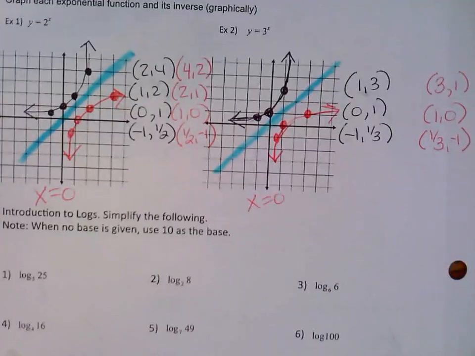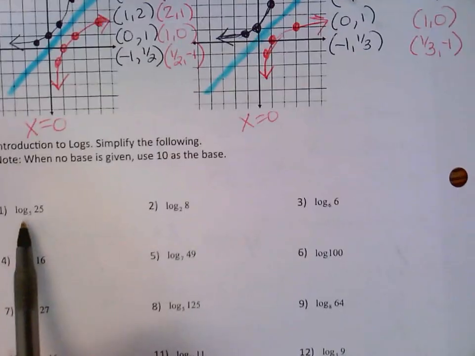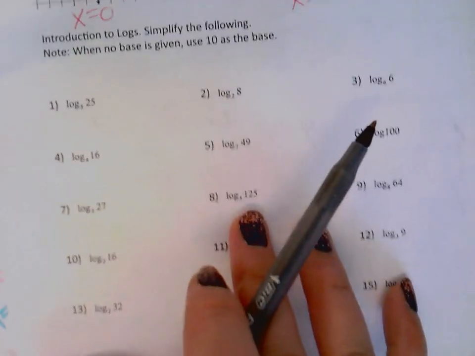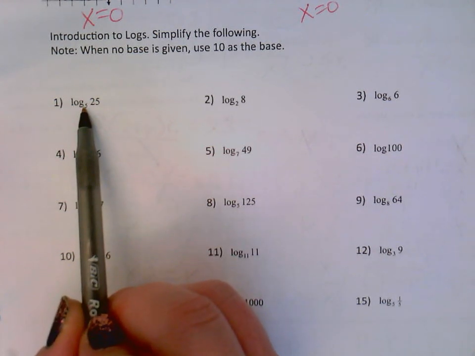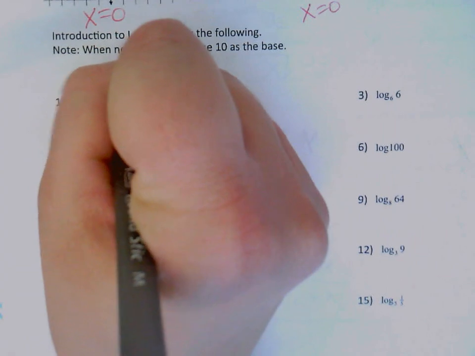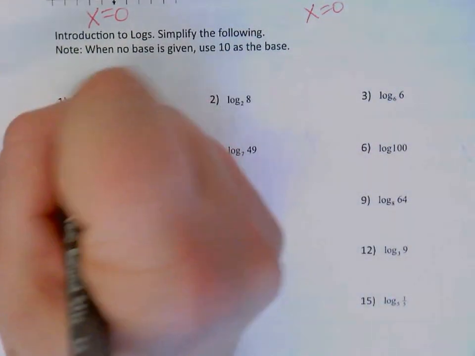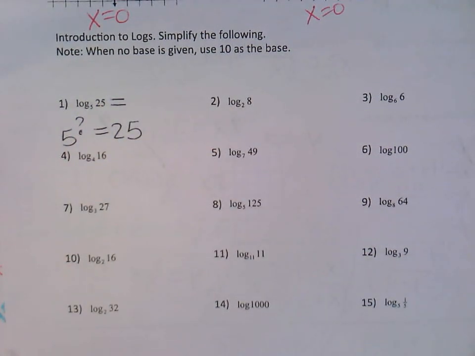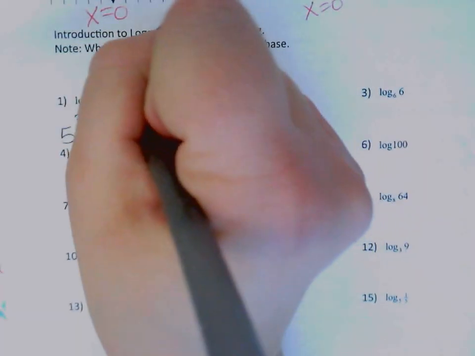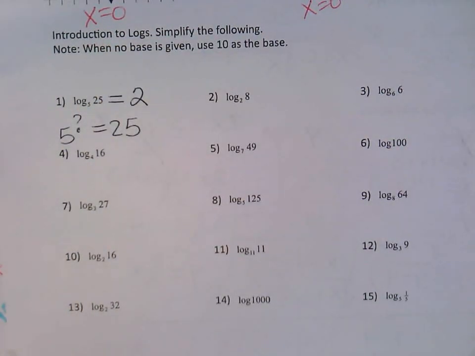If you look at the first question, this says log base 5 of 25. So the base is this little guy right here. The base of the log is the base of the exponential function. If we're trying to evaluate this, what this is asking us is, 5 to what power will give me 25? So 5 to what power is 25? 2. So the answer to this log question is 2. The log base 5 of 25 is 2.